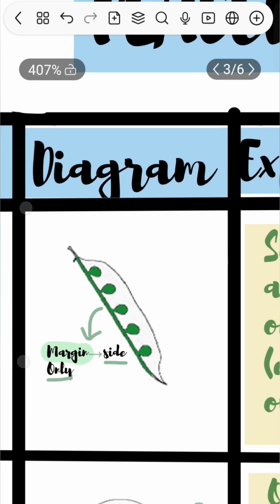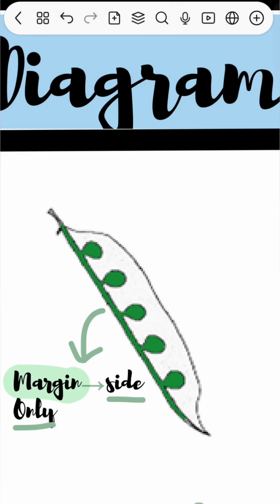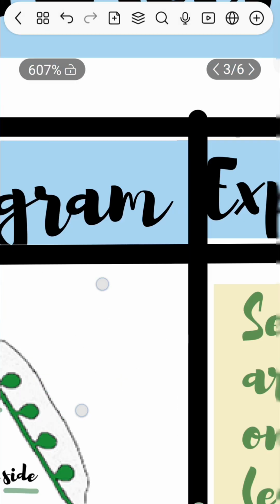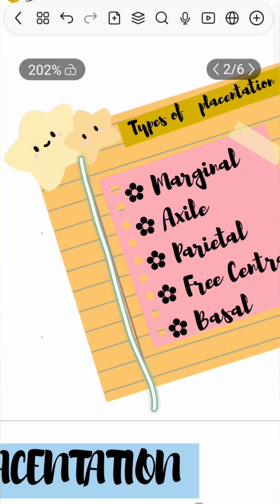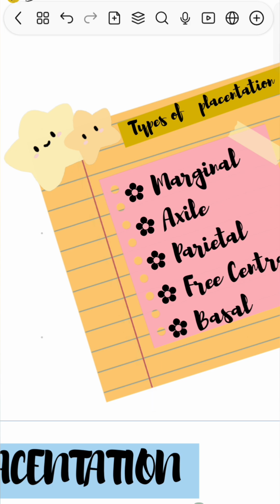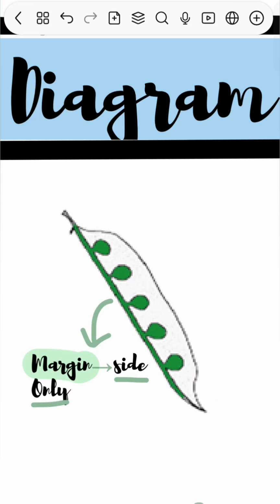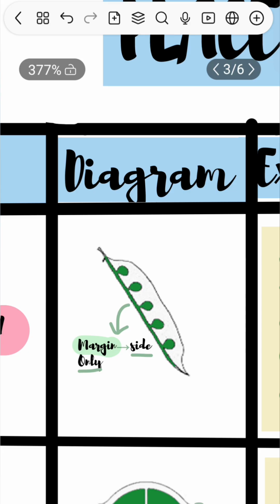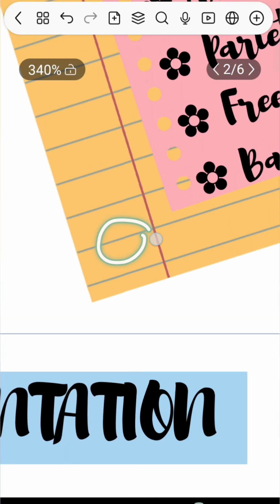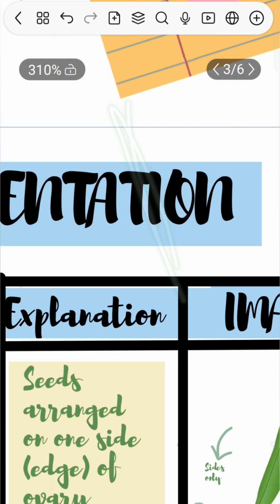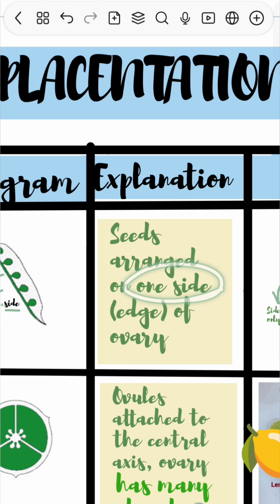In marginal, margin means just imagine your notebook. This part is called the margin. In the paper, the margin is present on only one side. If you see your page on the right side, the margin is on one side. If you flip it, you can see it on the other side, but only on one side. So in marginal placentation, the ovules, the seeds, are present only on the edges. Explanation: seeds are arranged on one side, on the edge of the ovary.